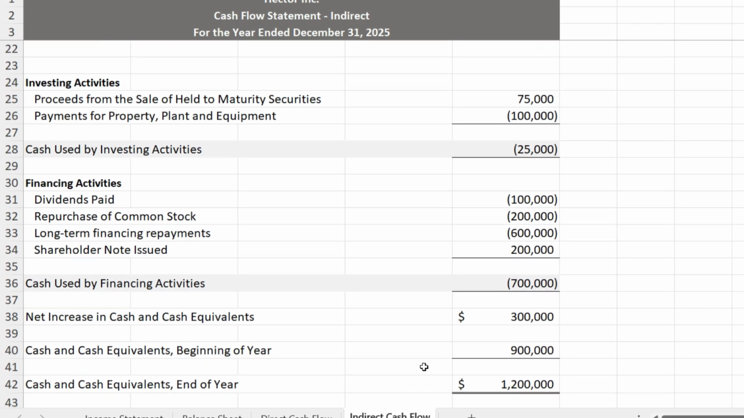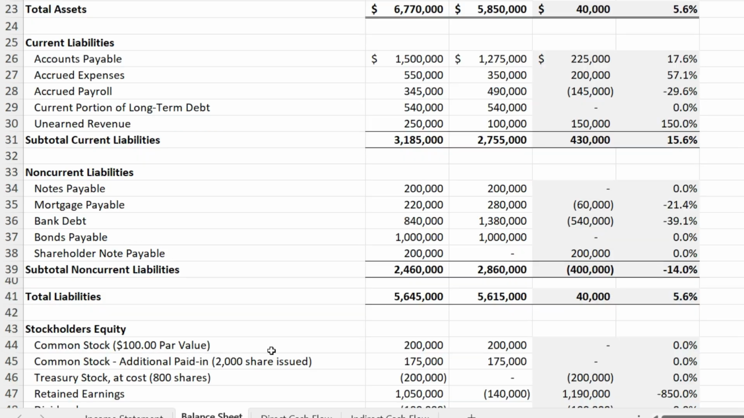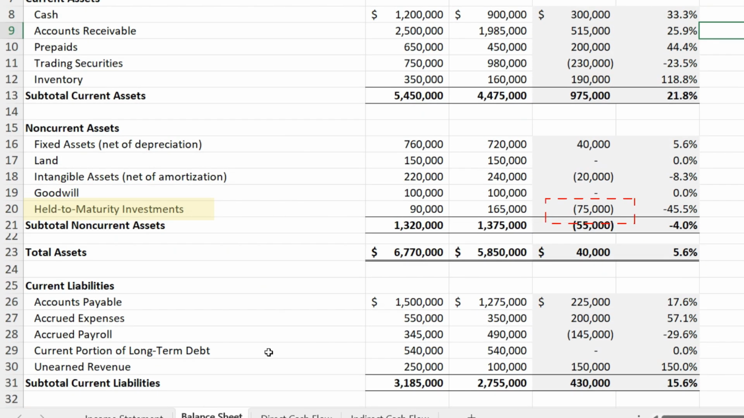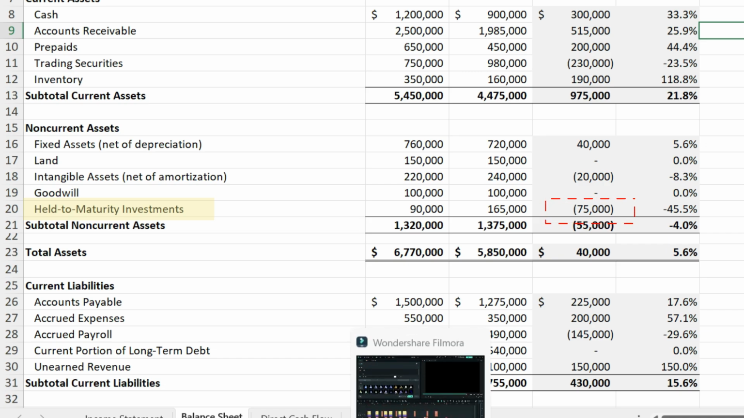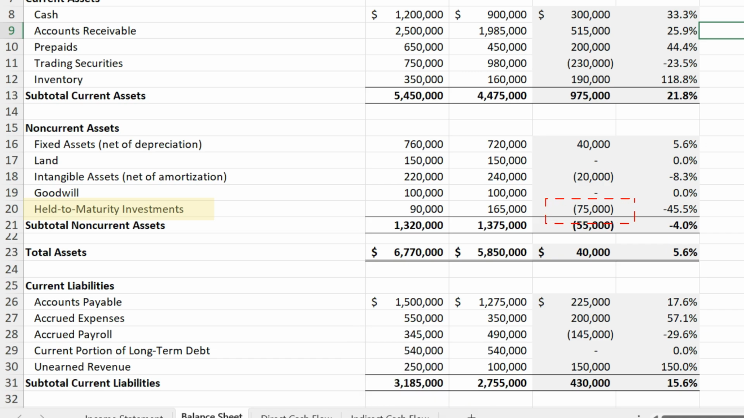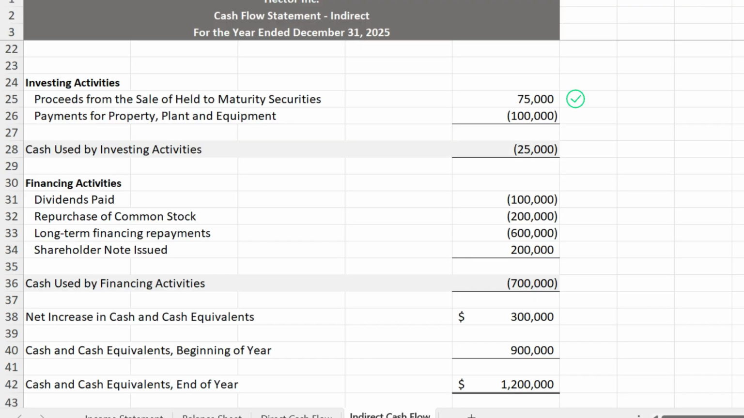All right, let's move on to the investing activities, which is identical to the direct method. We had a sale of held to maturity securities. So we're going to flip over to the balance sheet and grab that difference year over year. Now, we didn't have a gain related to this sale, so we're going to take it at face value. We had a redemption. We got some cash back of $75,000 related to this investment that matured.